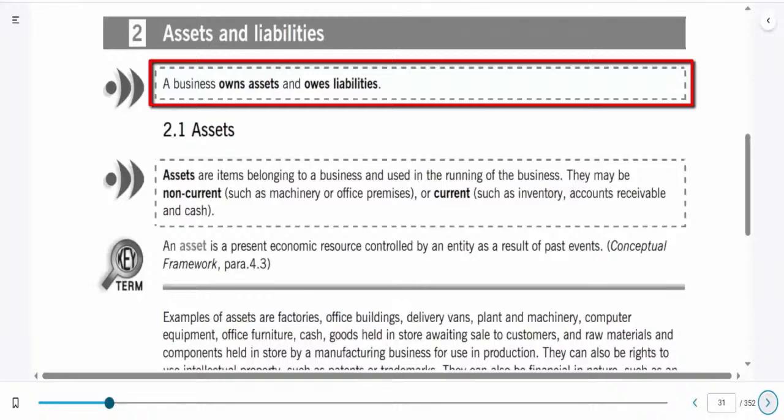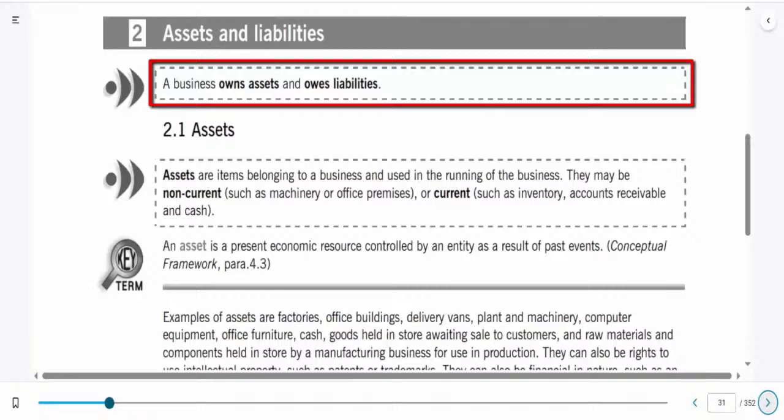For example, a business might own things like cash, equipment, buildings, or vehicles. Just like you might own a phone or a computer, a business has its own valuable items too. Those are called assets. 2. Liabilities. These are things that a business owes.